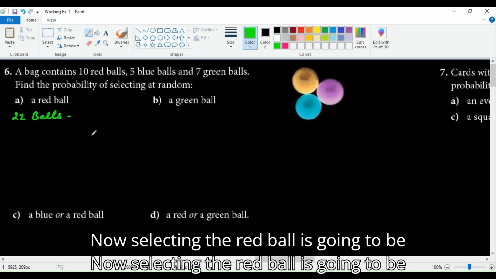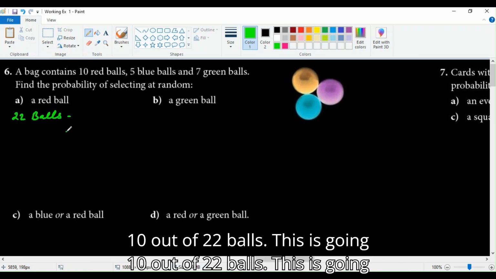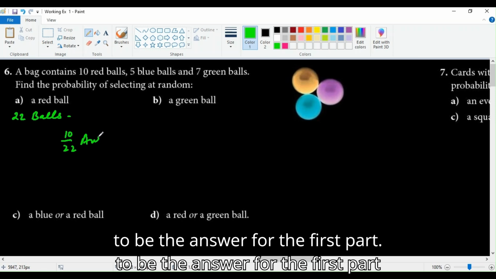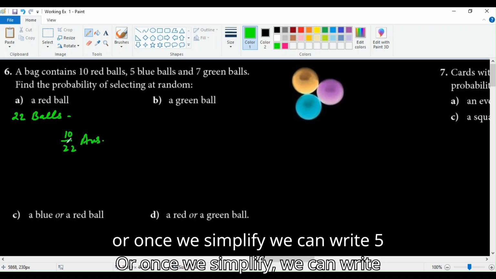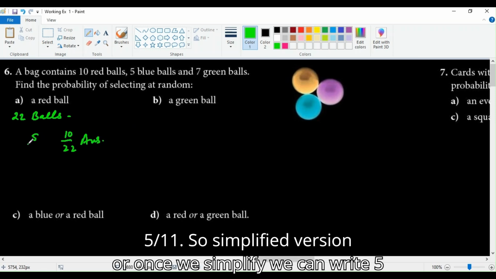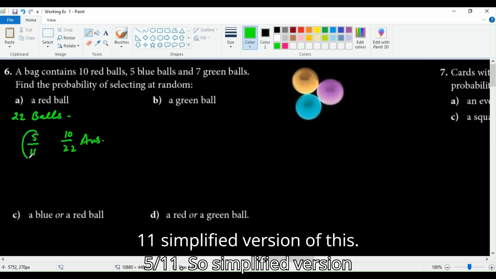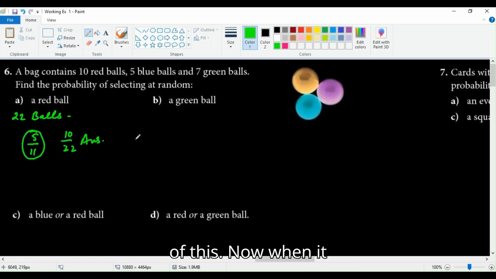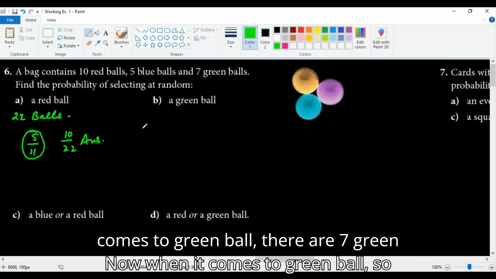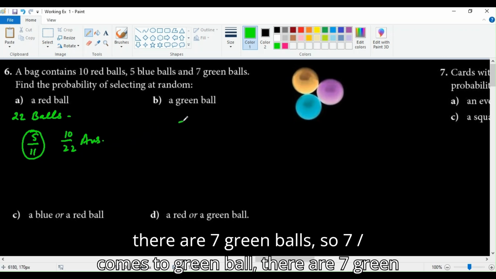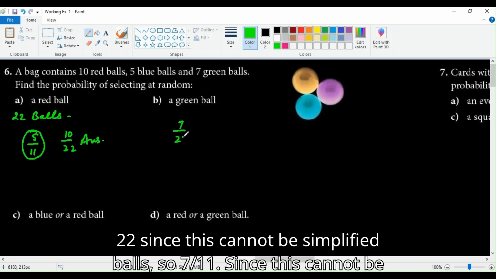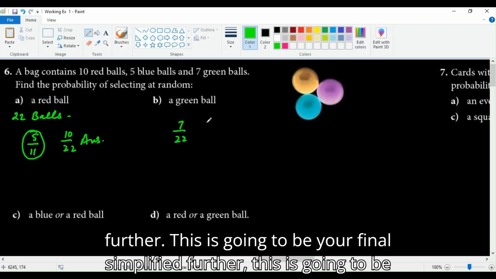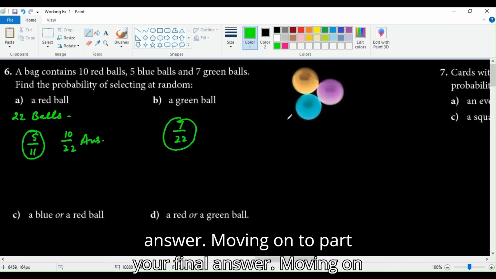Now selecting the red ball is going to be 10 out of 22 balls. This is going to be the answer for the first part. Or once we simplify, we can write 5 over 11. It's a simplified version of this. Now, when it comes to green ball, so there are 7 green balls. So 7 over 22. Since this cannot be simplified further, this is going to be your final answer.